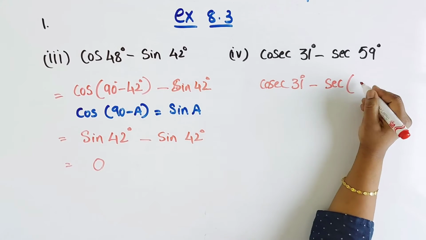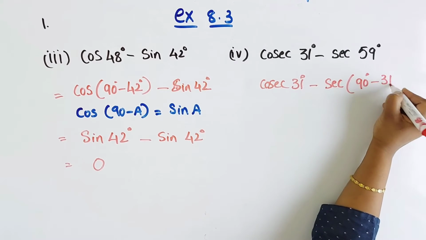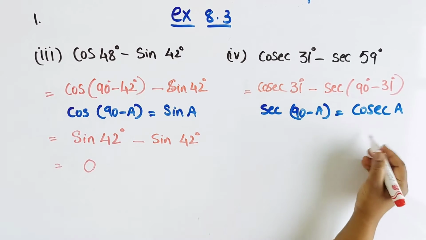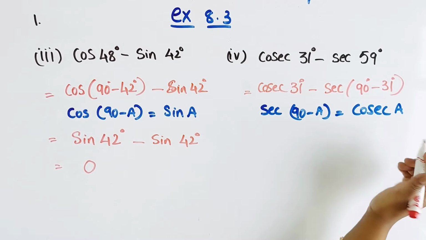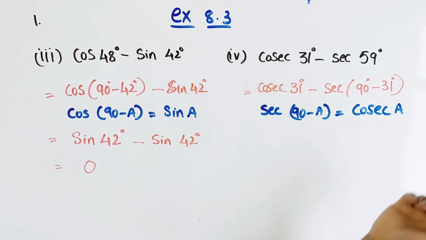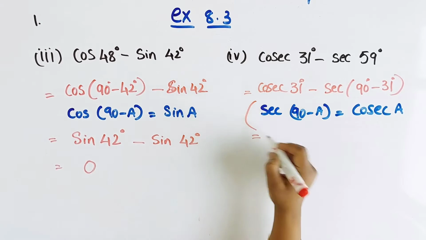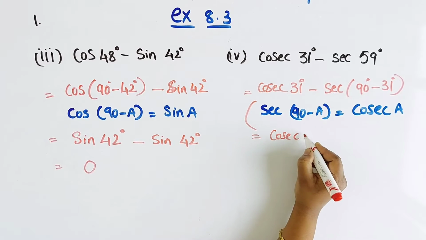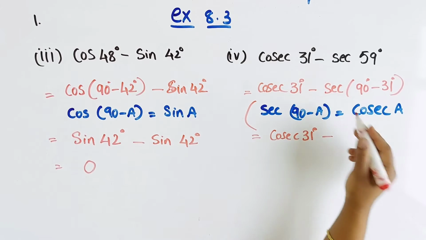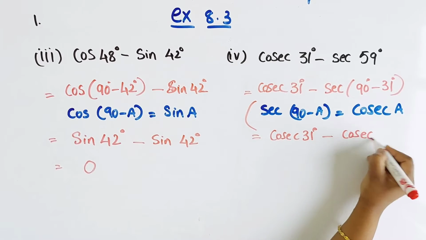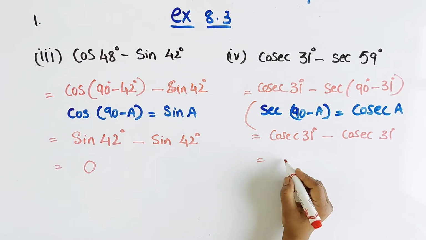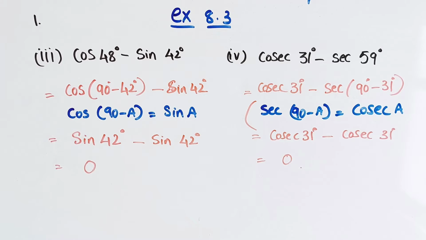Can we write 59 as 90 degrees minus 31? Right, children? Here secant 90 minus a equal to cosecant a, children. We know the formula, right? So in place of secant 90 minus a, that means 90 minus 31, we can write cosecant 31. We'll see how it is. This equal to cosecant 31 degrees minus secant 90 minus a. Here a is 31 degrees. That equal to cosecant 31 degrees. Same here. So cosecant 31 minus cosecant 31 equal to 0 is the answer, children.